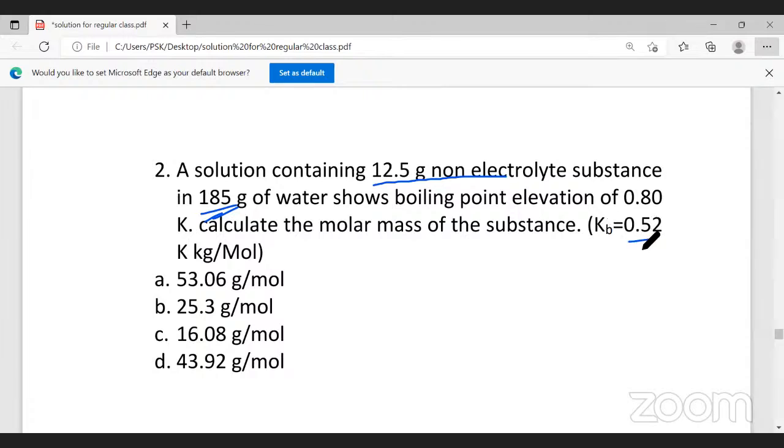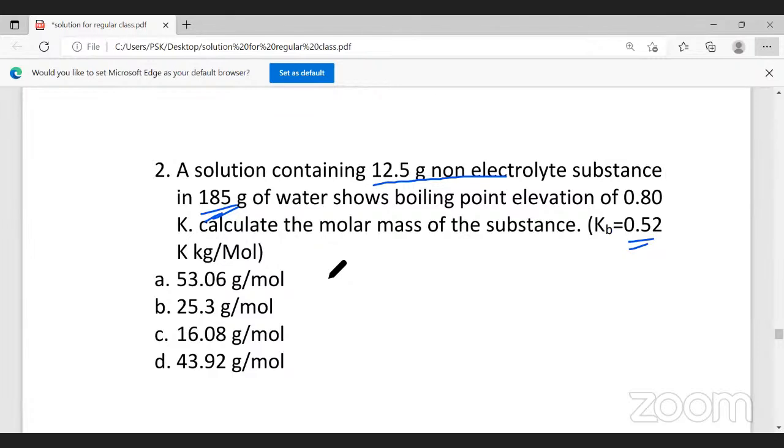They are given Kb as 0.52 Kelvin kg per mole. Unit for elevation constant is Kelvin kg per mole. Remember this, Kb. Now, what is it that they're asking? They're asking you to calculate the molar mass of the substance. Now, molar mass of the substance, we will take to be M.